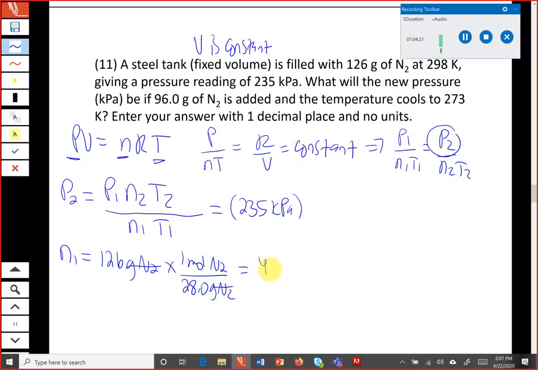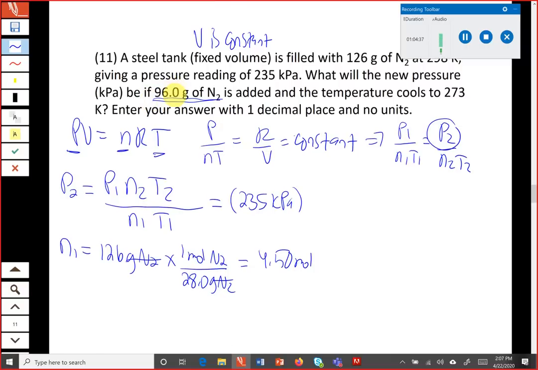And that comes out to 4.50 moles. So that's N1. Now N2 though, here you have to be careful. N2 is not just the amount that we're adding. It's not just 96 grams converted to moles. N2 is the total number of moles of nitrogen we have at the end.